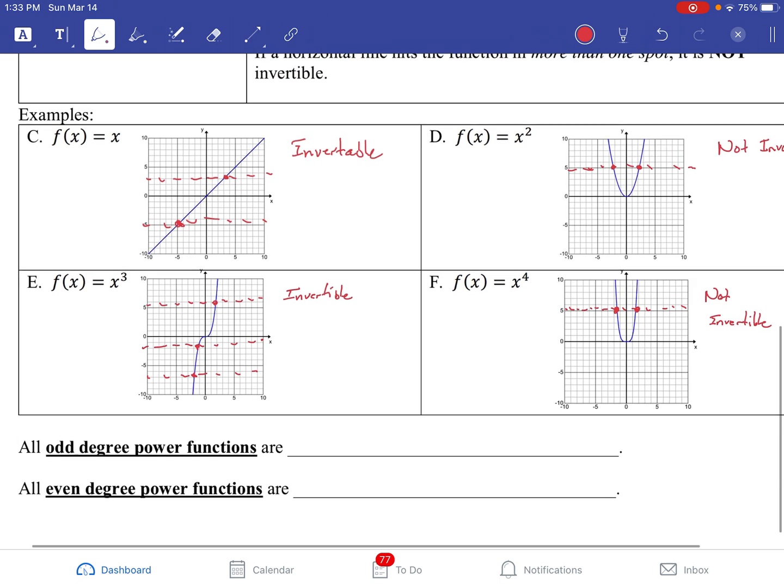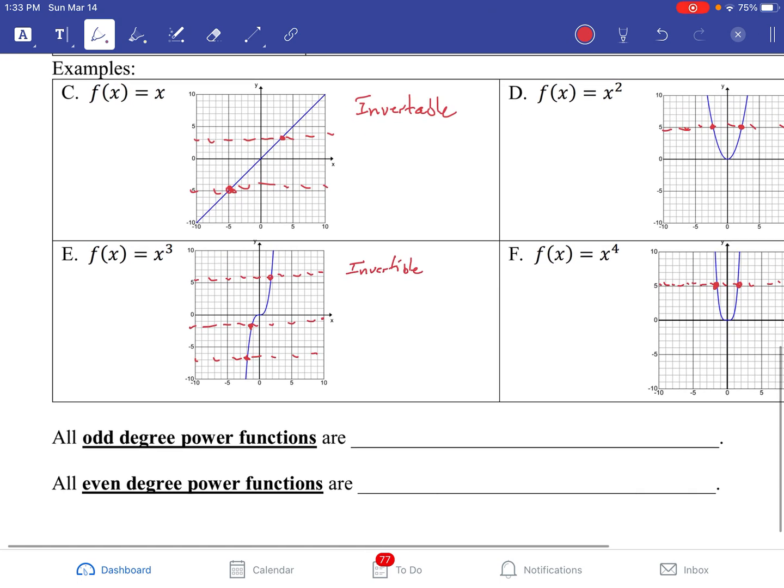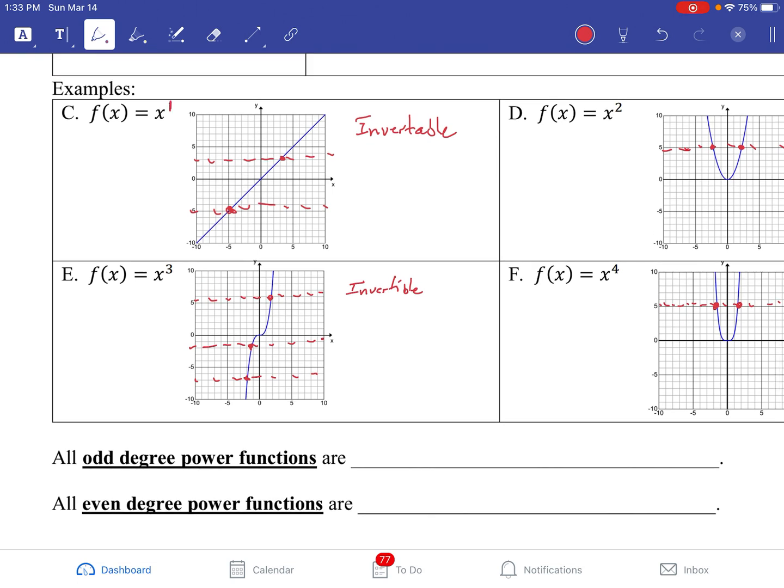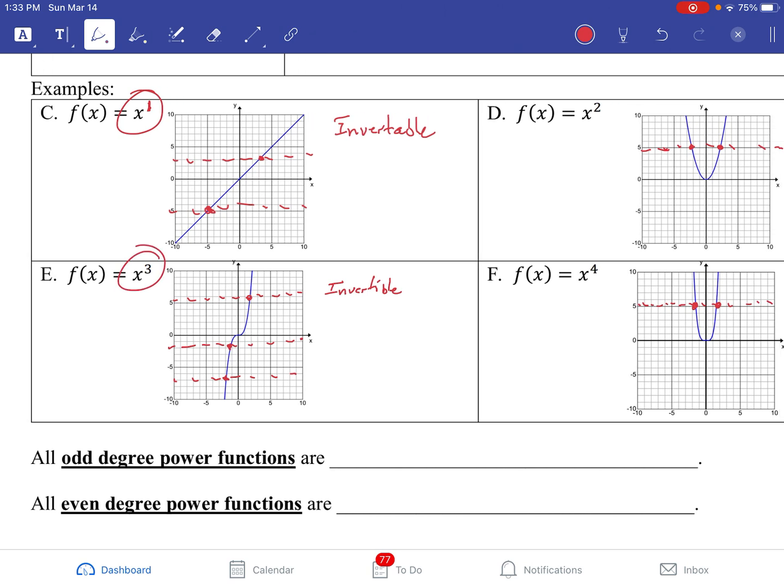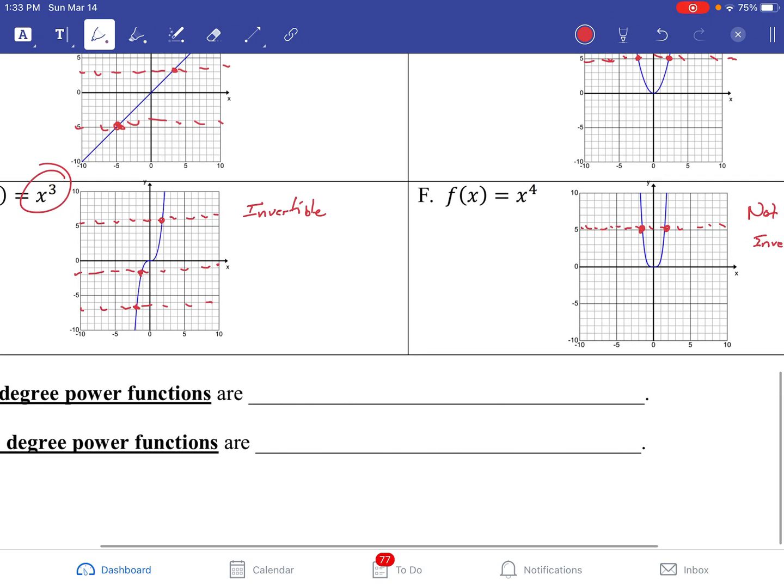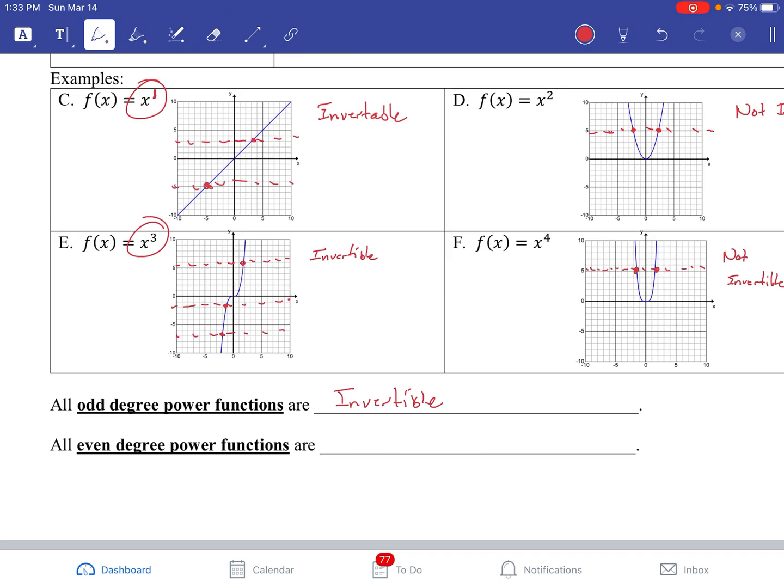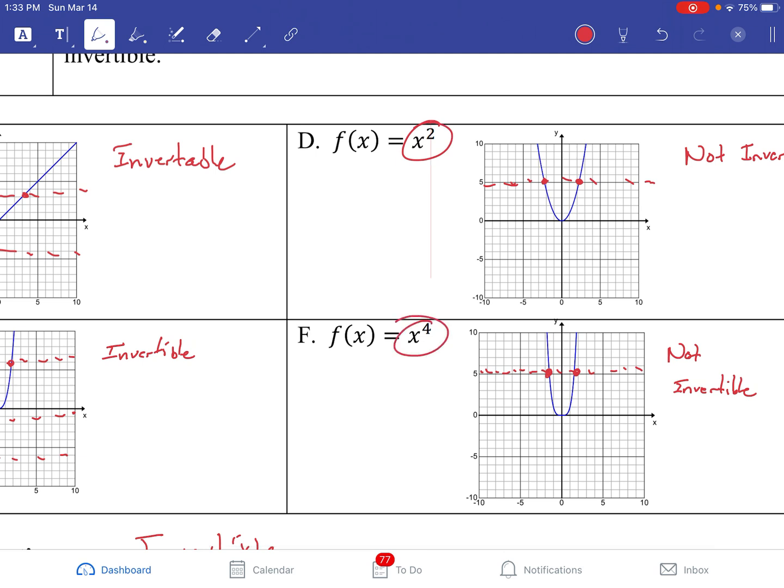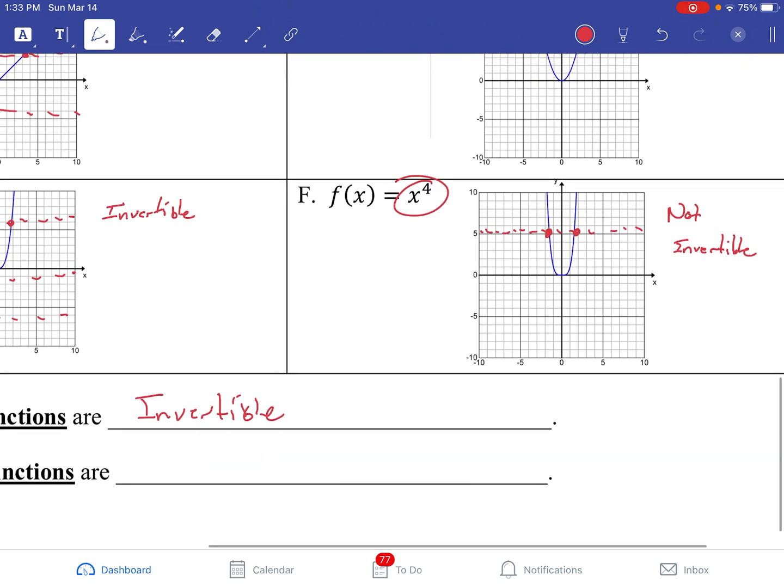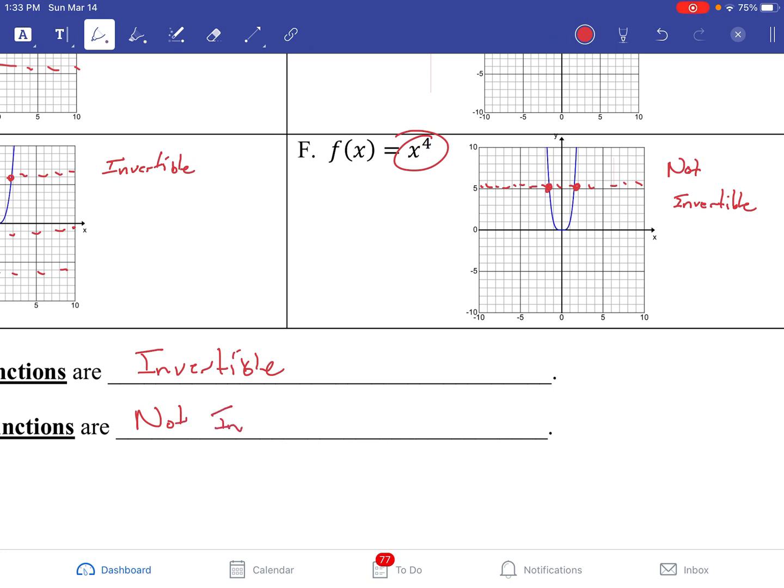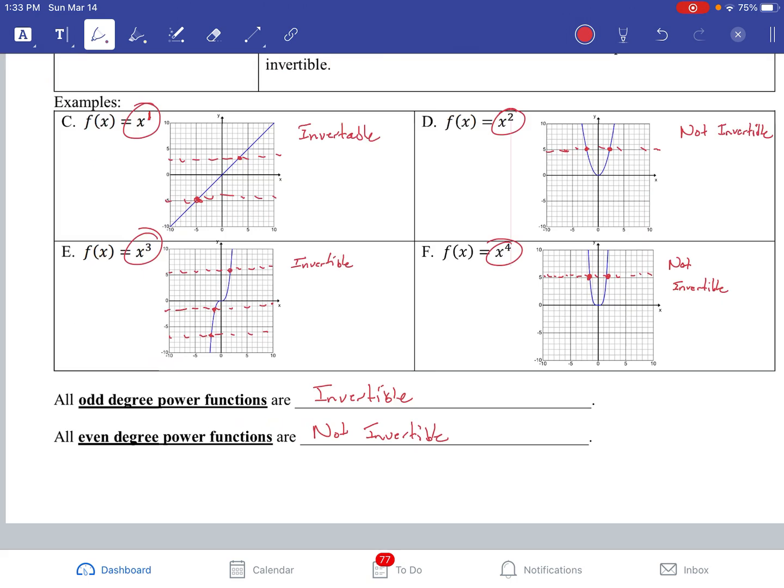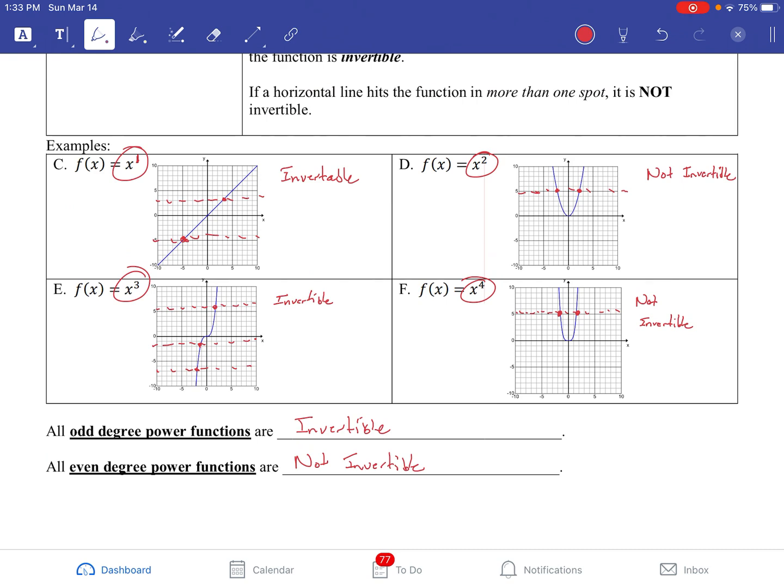Okay, so now what we want to look at is some similarities. Is there anything we can see with our power functions if the degree is odd? So this x to the first up here, x to the third are the odd functions. Is there some kind of correlation you can come up with for odd degree power functions? Well, you should see that odd degree power functions are invertible. Okay, what about evens? Evens, we have x squared and x to the fourth. Well, those are going to be not invertible. And that is it. Try the practice and good luck.